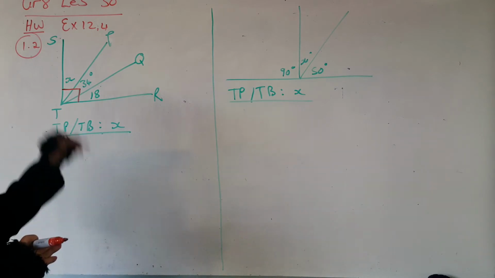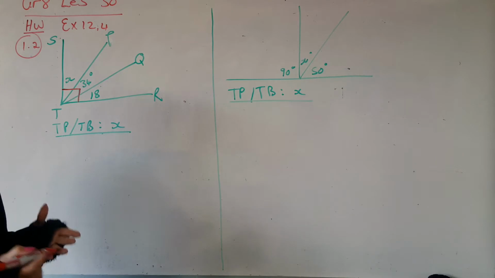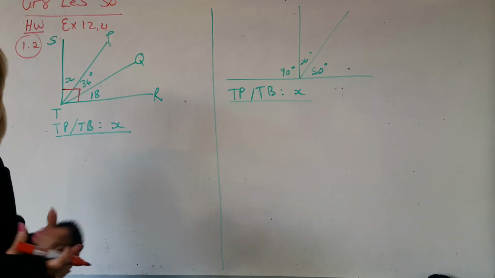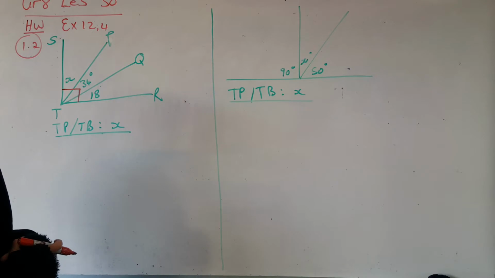Jy het gegee dat dit 90 grade is. So saam is alles 90 grade. Dis gegee dat dit 90 grade is. So hoe sal jy vir x kan kry? Wat sal die rede wees hoe jy vir x kan kry? Maar juffrou, tel alles by mekaar en dan kry jy 90.